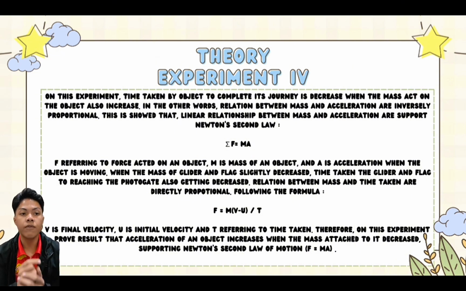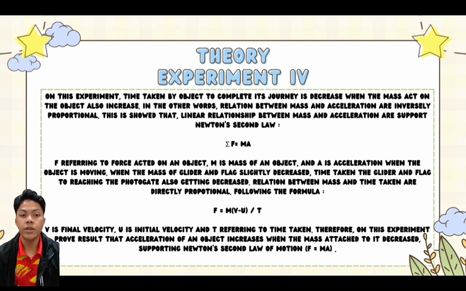If we look at the formula, F equals ma. So what we do now, acceleration, we need to leave it alone on the right side. If we bring the mass to the other side, that will be equals to F over m. So we know that acceleration is inversely proportional to mass. In this experiment, we get the same result. F refers to the force acting on the object, m is the mass of the object, and a is the acceleration when the object is moving.